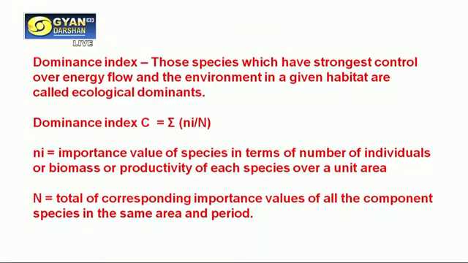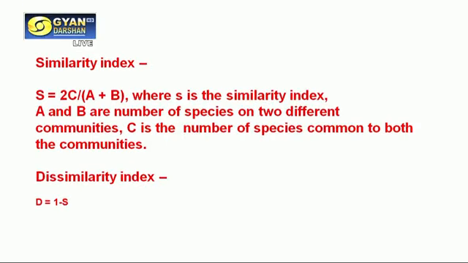Now another very important concept, that is dominance index. Dominance index is given by this formula, that is summation of (Ni/N)². Ni is the importance value of a species in terms of number of individuals or biomass, and capital N is the total of corresponding importance values of all the component species. I think you have got the idea of importance value, I have already discussed. And similarity index S is equal to 2C/(A+B), where S is the similarity index. A and B are the number of species in two different communities. C is the number of species common to both the communities. And dissimilarity index, that is D equal to 1 minus S.